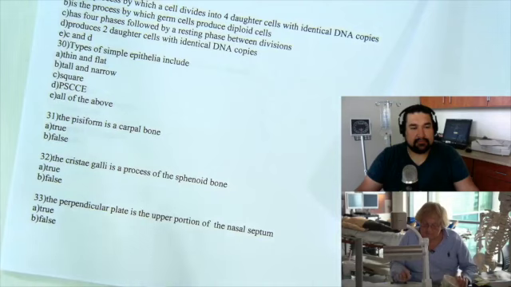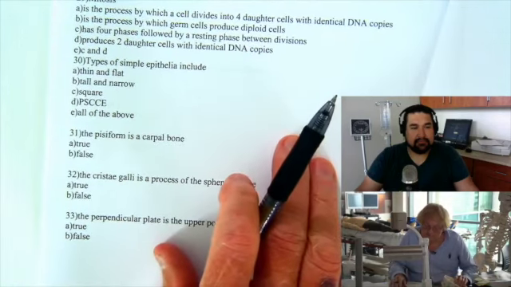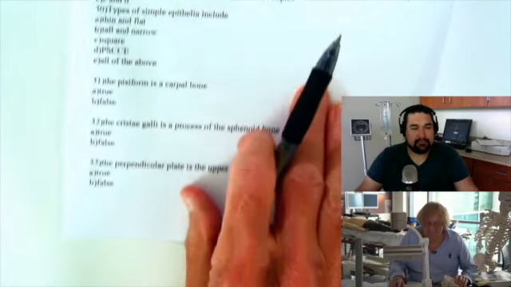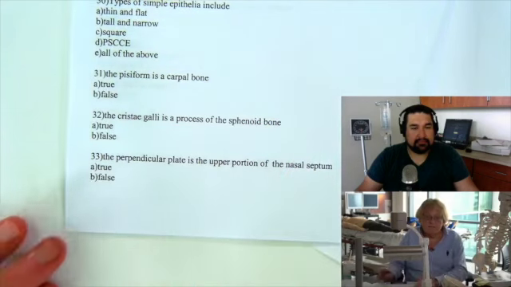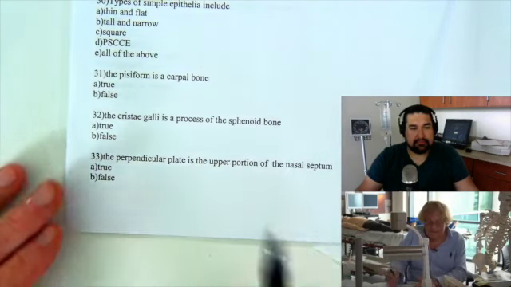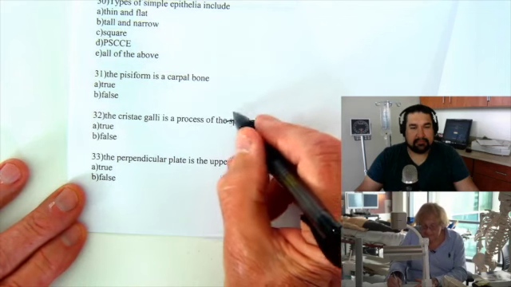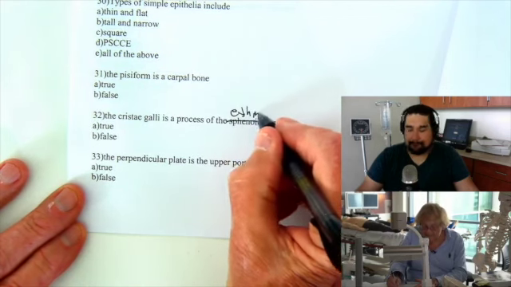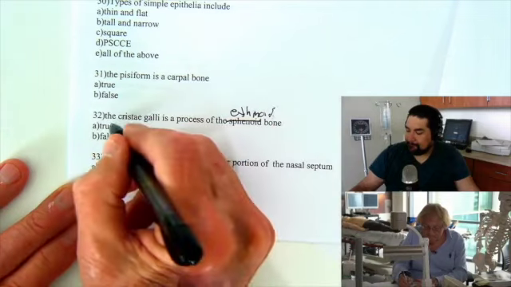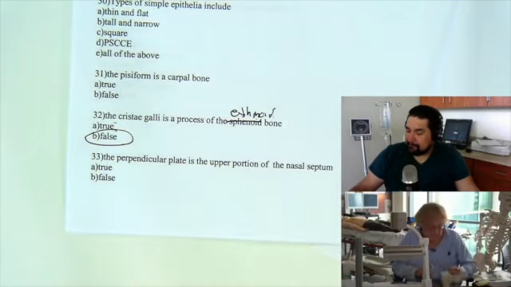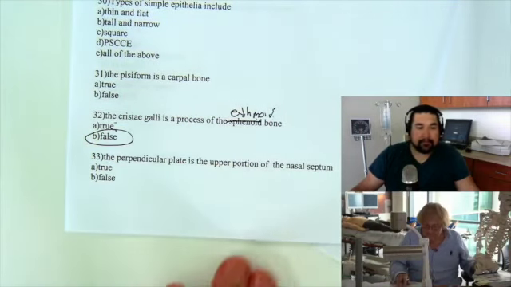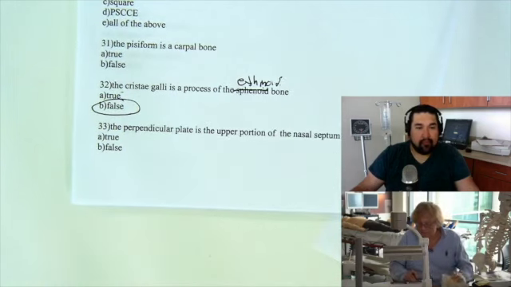So when I look at this question, and the question says that the crista galli is a process of the sphenoid bone, it's not a process of the sphenoid bone, it's a process of the ethmoid bone. So therefore, that's false. While we're there, how about we take a look at 33?